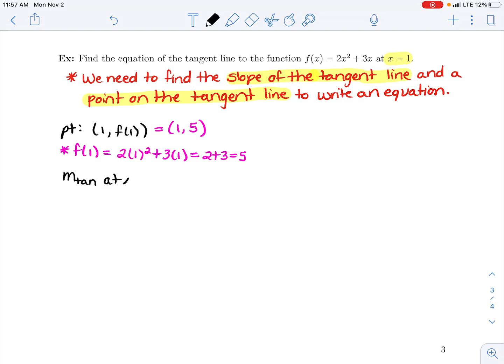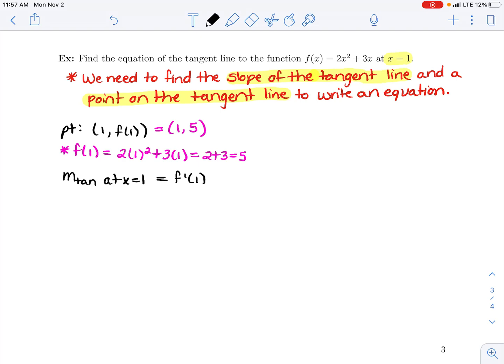So what is the slope of the tangent line at x equals 1? What's another word for the slope of the tangent line at a point? It's the derivative at that point. Okay, so the slope of the tangent line at x equals 1 is equal to the derivative at 1. And so ultimately now what I need to do is find the derivative function and then plug in 1 into the derivative. And then that will give me the slope of the tangent line.